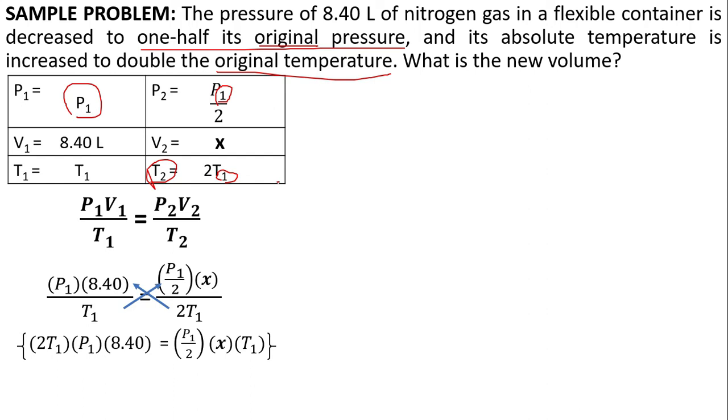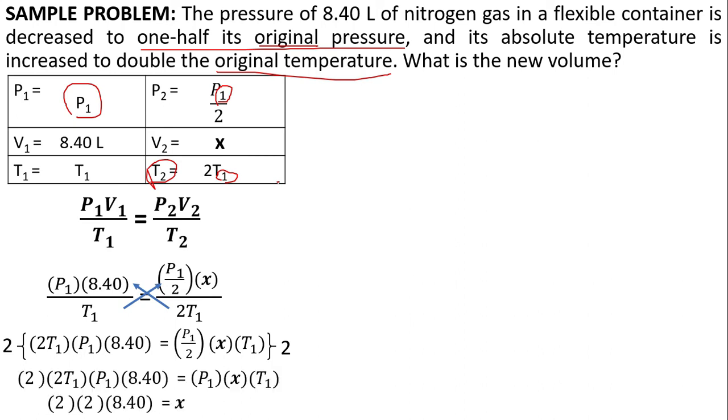Let's multiply 2 to both sides so that P1 over 2 will just be P1, okay? And now let's isolate X. Both sides have P1 and T1, right? You can cancel them out. So we will have 2 times 2 times 8.40 is equal to X. Solving for X, it is 33.6 liters. It follows the significant figures, so this will be the final answer.